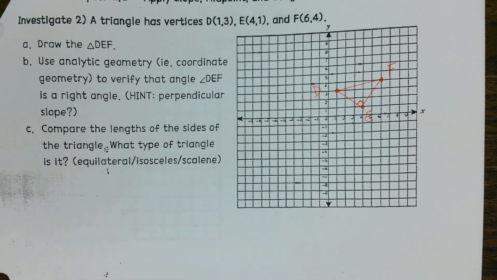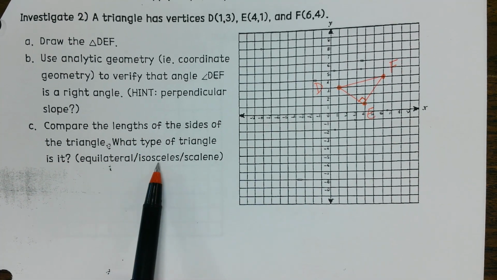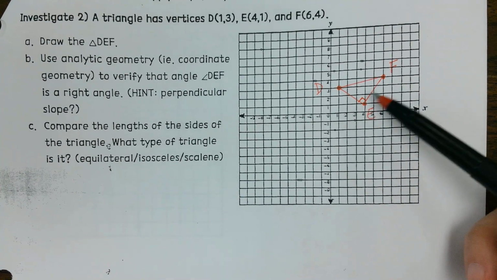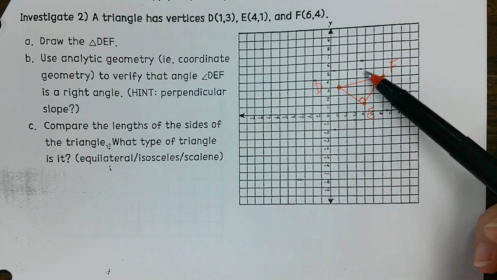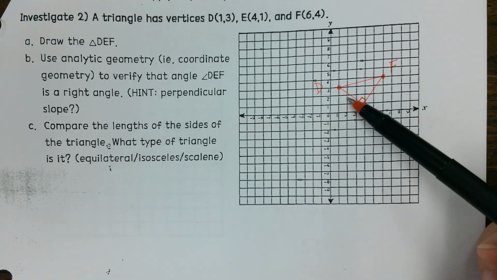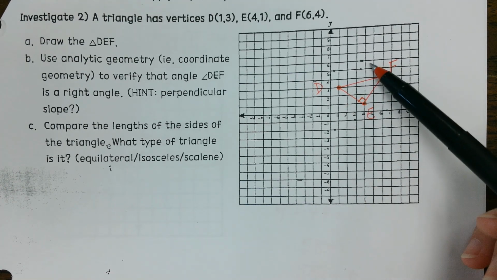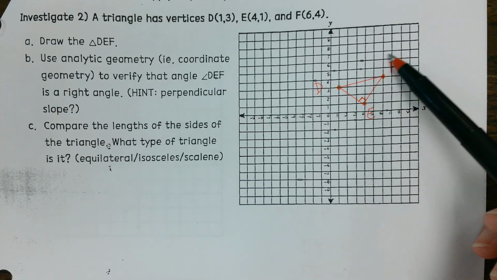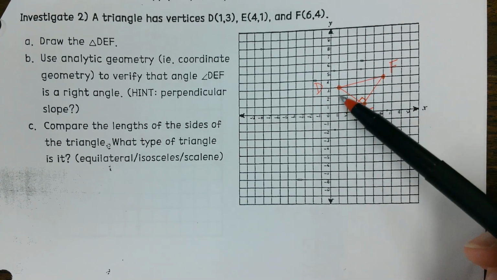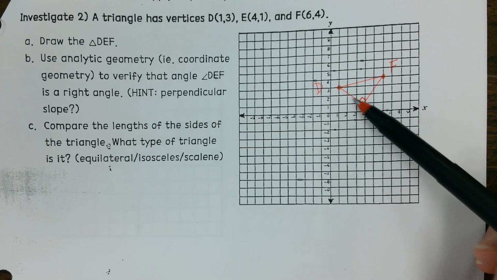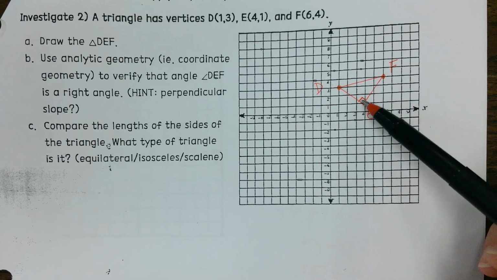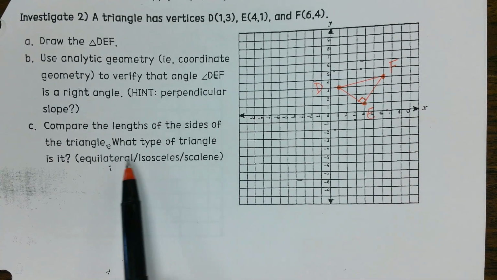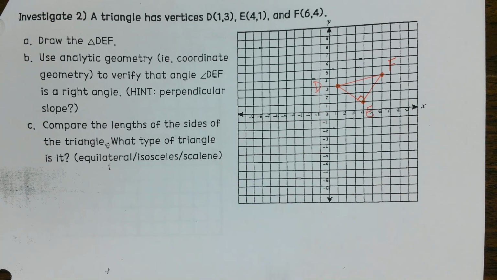Okay. What about part C? If I want to know if it's an equilateral, isosceles, or scalene, what do I need to do for each of the sides? If I want to compare the length of each side, what would I have to do? No ruler. What formula tells us the length of each side? Ivy? Distance, yeah. So for part C, I need to find the distance of this, this, and this to figure out if it's an equilateral, isosceles, or scalene.